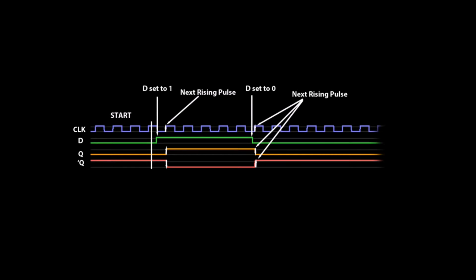Notice that when D is then set to 1, Q and Q0 do not change until the next rising clock pulse. When we change D back to 0, Q goes to 0 and Q0 to 1. Again, this happens on the next rising clock pulse. Let's go back to the simulator to examine some practical applications for the D flip-flop so we can understand the circuit better.